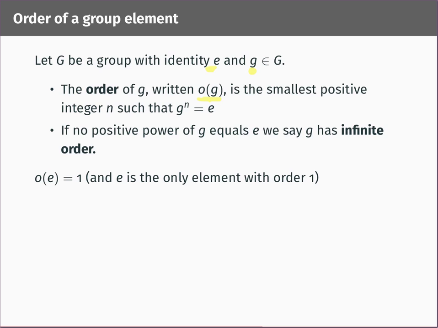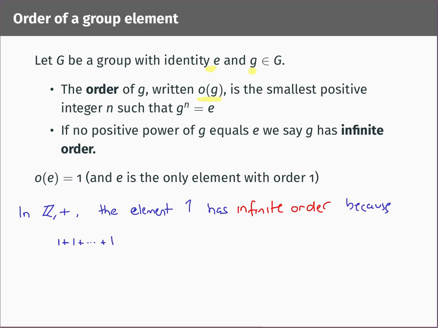Okay, some other examples. You know lots of examples already because you've already studied this definition in the context of permutations. So for example, any n cycle has order n. If we look at an example of something with infinite order, let's look in the group Z under addition again. In Z plus, the element 1 has infinite order, because if you add 1 to itself any number of times, you never get the identity, which is 0.